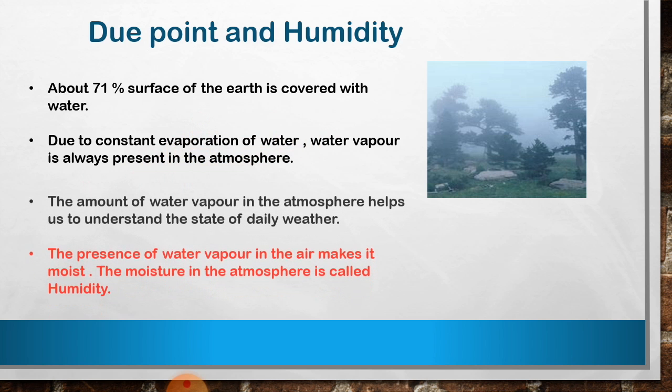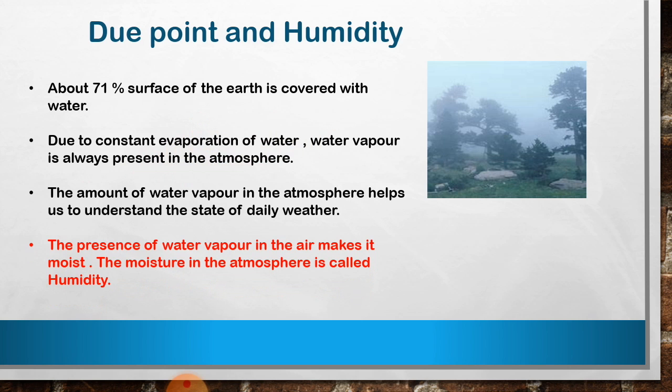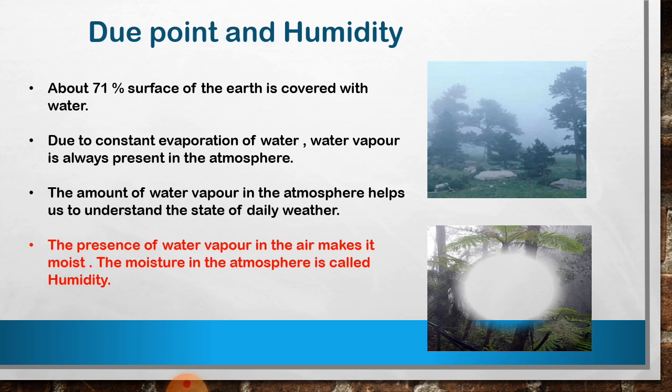Okay, then the amount of water vapor in the atmosphere helps us to understand the state of daily weather. Okay, whatever water vapor there is in the atmosphere, from that we will get to know the state of daily weather. Okay, like this, today we have a cloudy weather, rainy weather, like that. Okay, so we'll get to know whether it is cloudy or it is clear, like that.